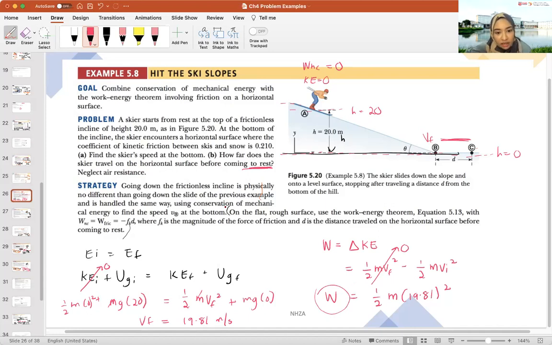Okay, let's read the strategy. On a flat, rough surface, use the work energy theorem. Okay, this is what we're doing. We're using the work energy theorem with W_nc equals work of friction equals minus f_k d, or friction times distance. So it's telling us to use the work energy theorem, but this guy is equal to W_nc. How did we get this equation? How come suddenly we have this equation?